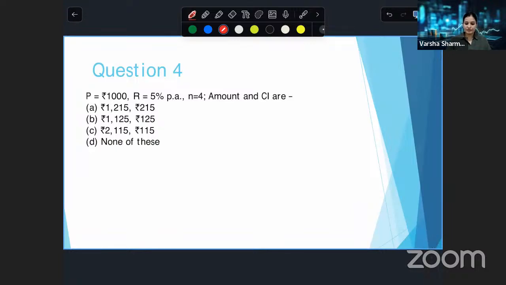We have principal, we have rate, we have n. We have to find out the amount and compounding. If nothing is said, it's annual. So the compounding value is 1.05. To find the amount, it is P into (1 plus r upon n). Principal 1000, 1.05 to the power 4. We get 1215.0. So this is correct.